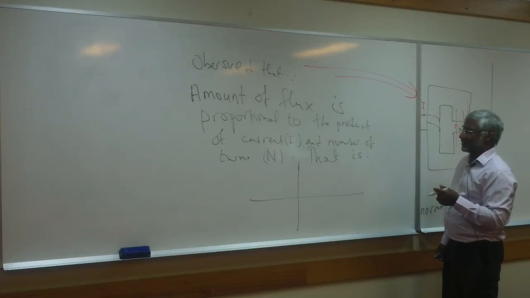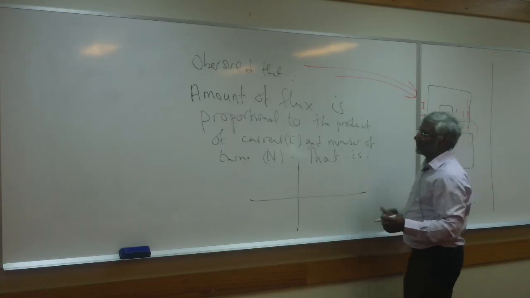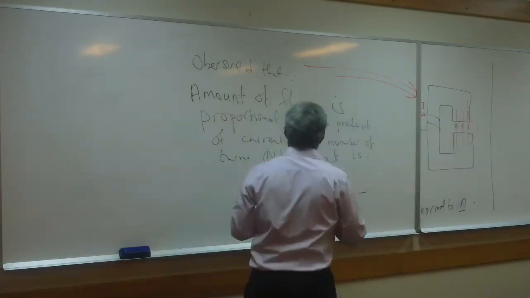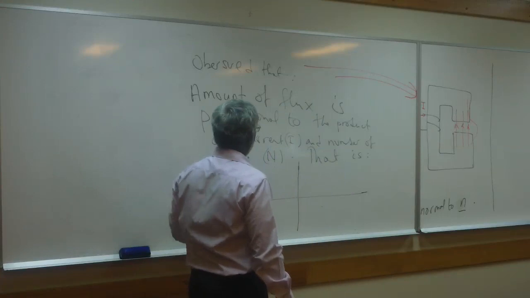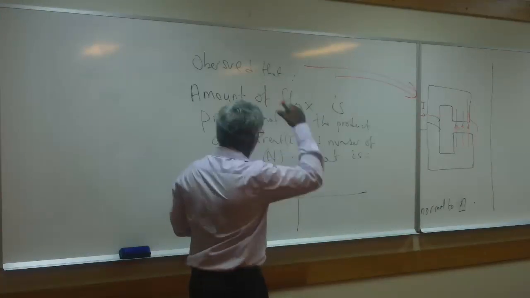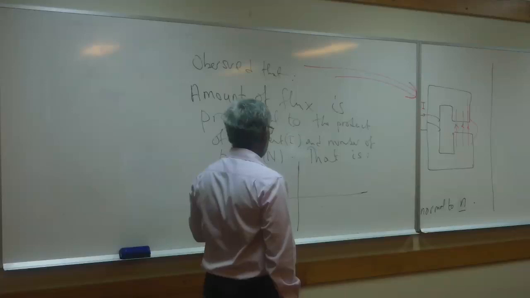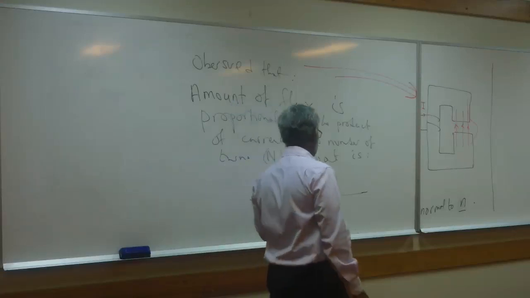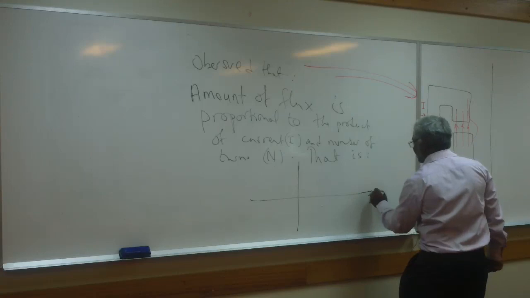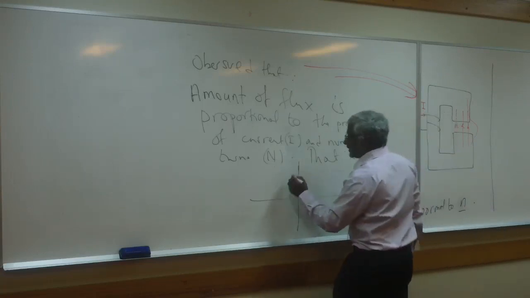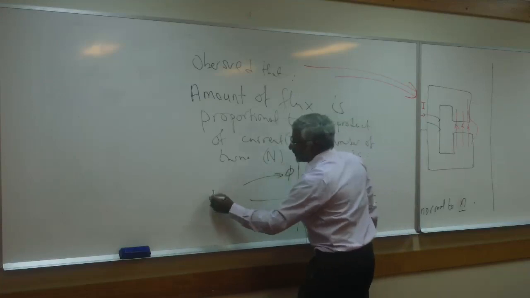Okay, so I will put current there. So what I say there is right. Amount of flux is proportional. Yeah, good. Now, what we call that: I there, and the amount of flux is there. So it's phi for amount of flux.